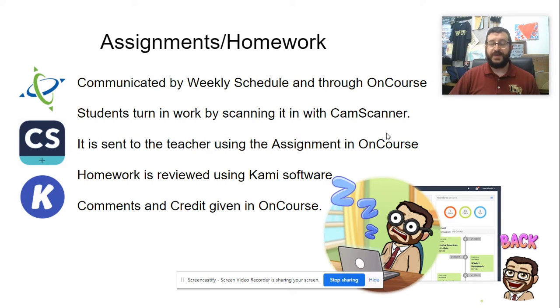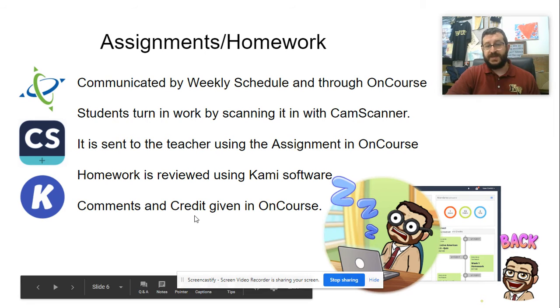It's a free app. Usually it has ads for them to upgrade it, but everything we need to do is in the free part. So students can just close out the ad and continue to use it. They'll send it to me as an attachment so I can use the Kami software in OnCourse to mark it up, make some comments, send it back.